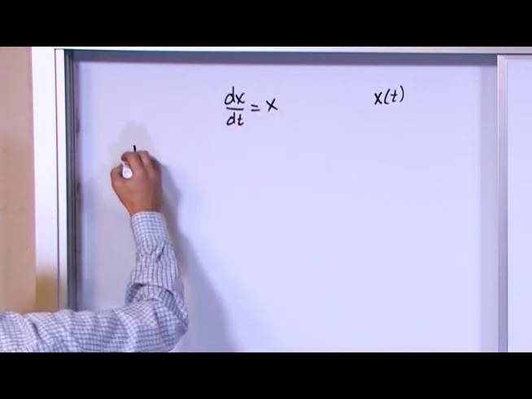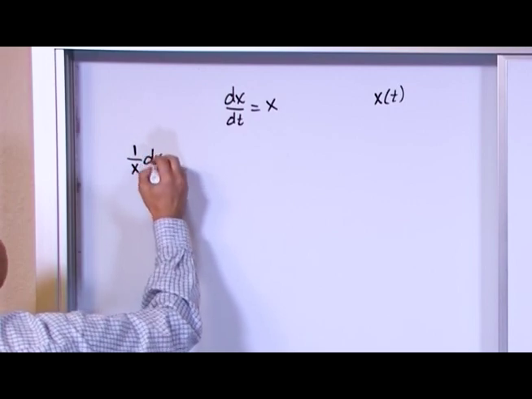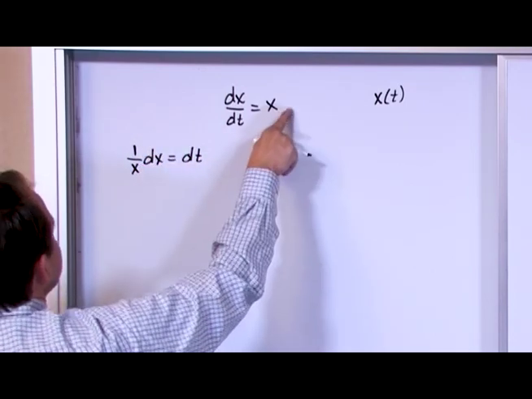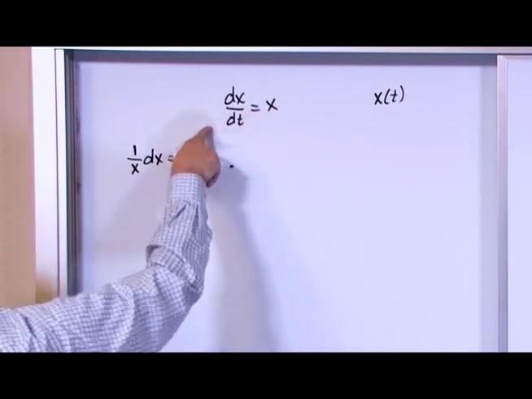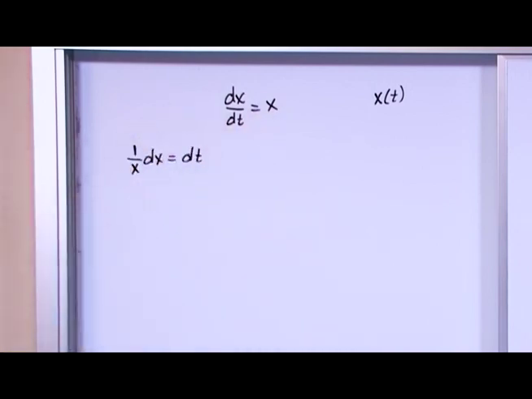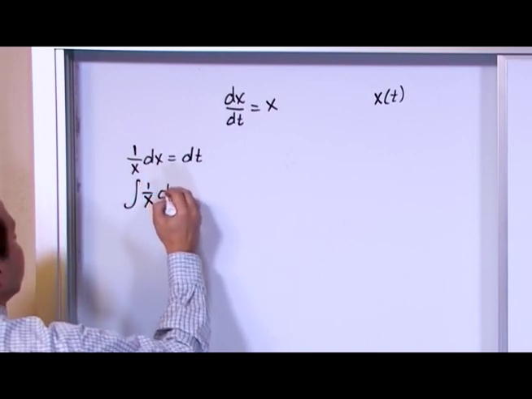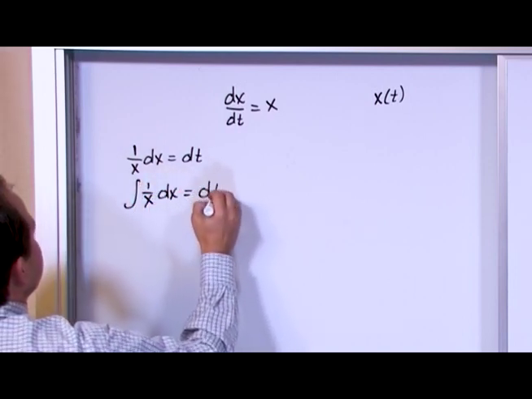So what we'll have is 1 over x dx is equal to dt. Make sure you understand that. All we did was move the dt over here, right? And we take the x and divide, so we get 1 over x. So we can integrate both sides of this. So we'll have the integral of 1 over x dx is equal to the integral of dt.